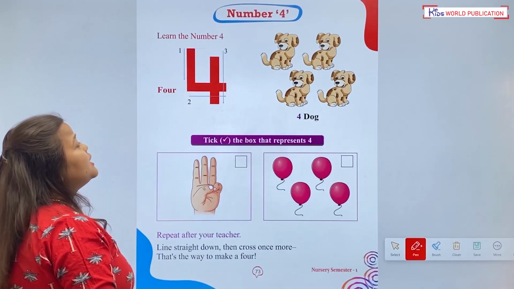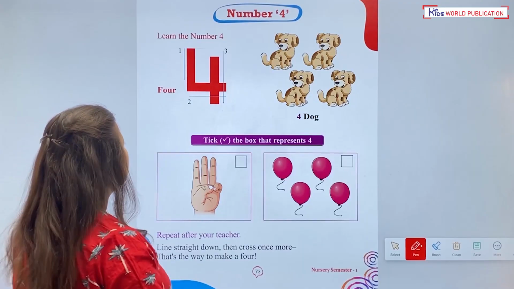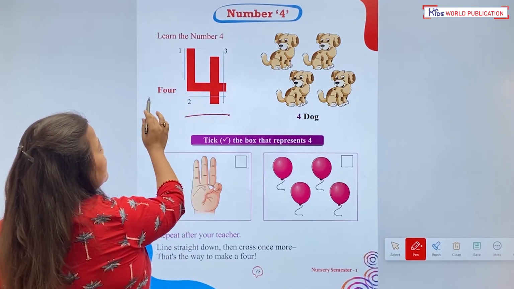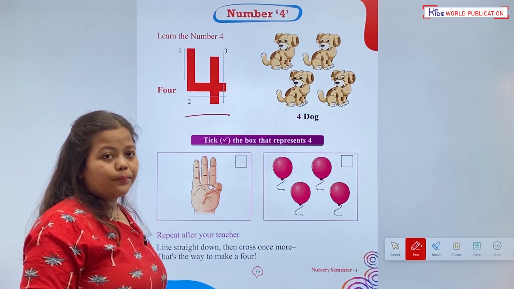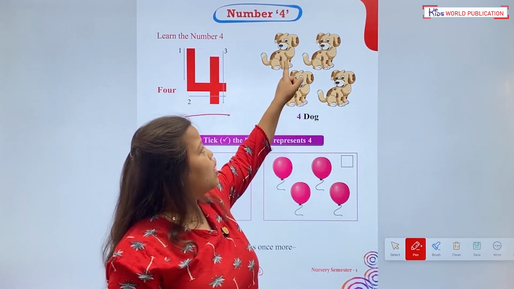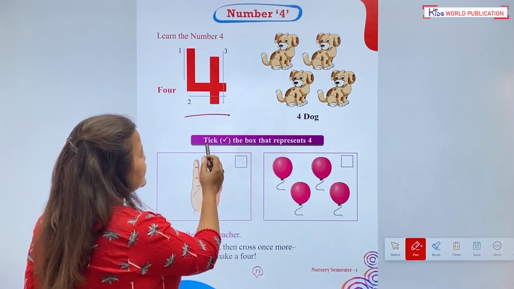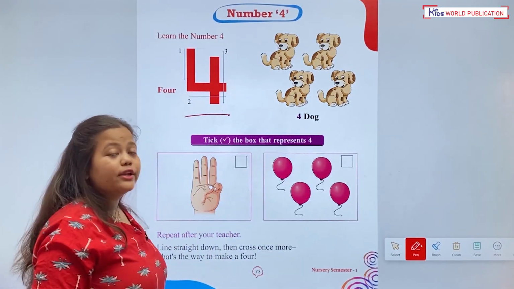Number 4. Learn the number 4. This is number 4. FOUR, 4. 4 dogs. 1, 2, 3, 4. 4 dogs. Take the box that represents 4.